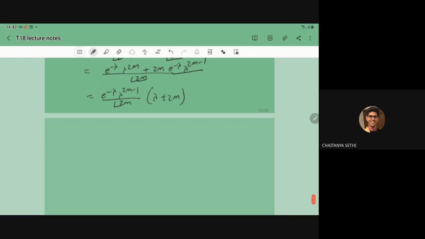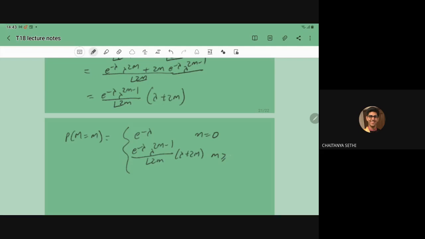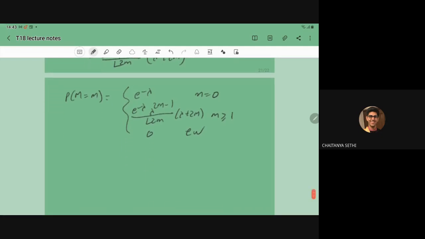So we can write the probability of M equal to m as e to the power minus lambda when m is equal to 0, and e to the power minus lambda, lambda to the power 2m minus 1 upon factorial of 2m minus 1, for m greater than or equal to 1, and 0 elsewhere. Is it similar to the Poisson distribution? This expression is similar to the PMF of the Poisson distribution.